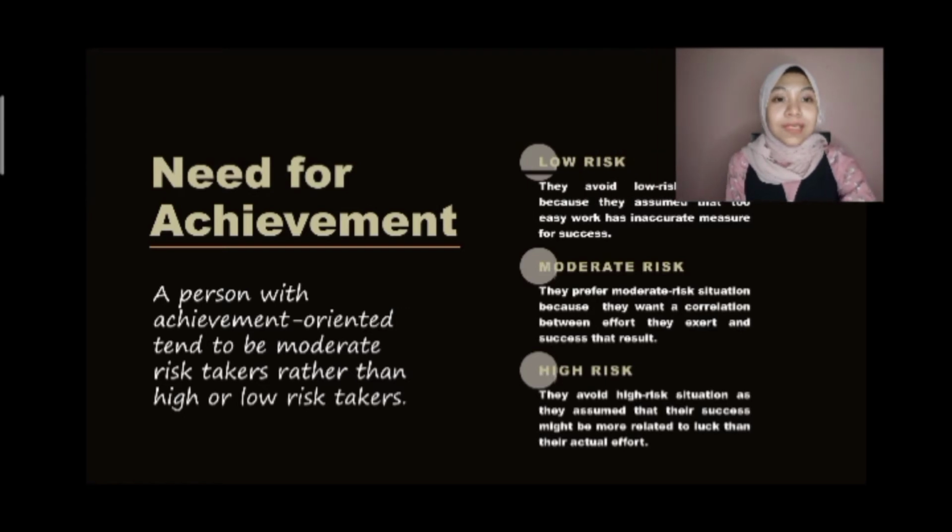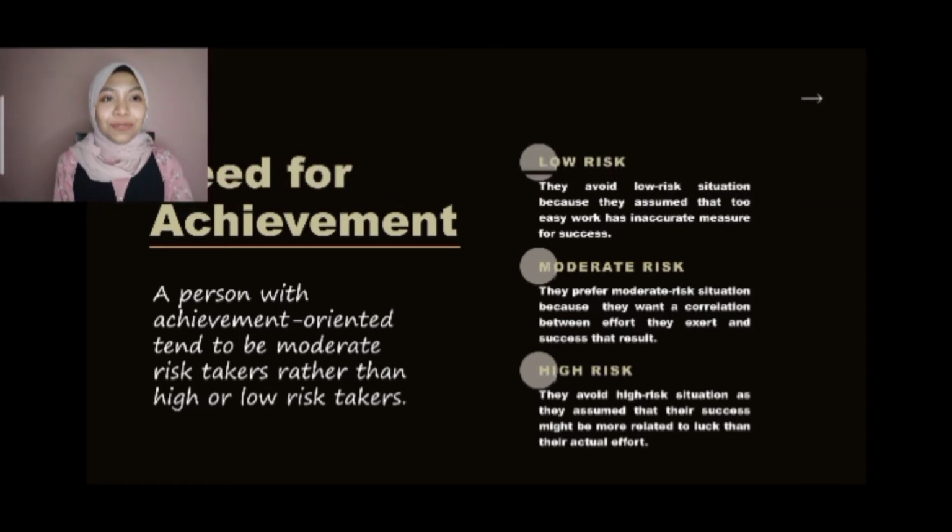A person with the need for achievement tends to be a moderate risk taker rather than a high or low risk taker. They prefer a 50-50 situation, not so easy and not too risky. Why? Firstly, they avoid low risk situations because they assume that too easy work has an inaccurate measure for success. They think that the low risk situation is only wasting their time because it is not too challenging, and because it's not too challenging, they will also get low rewards.